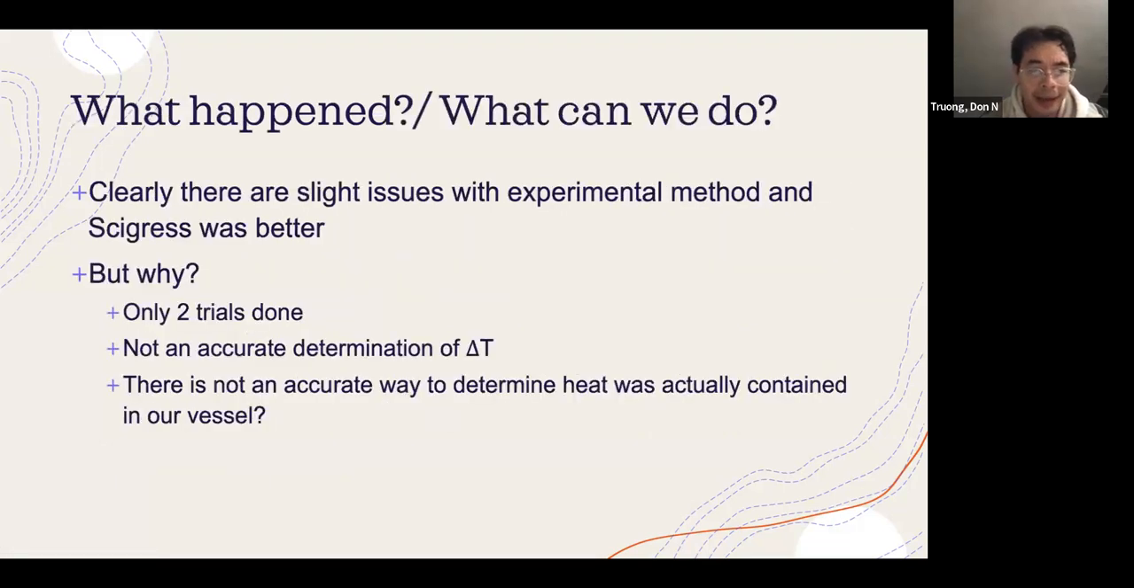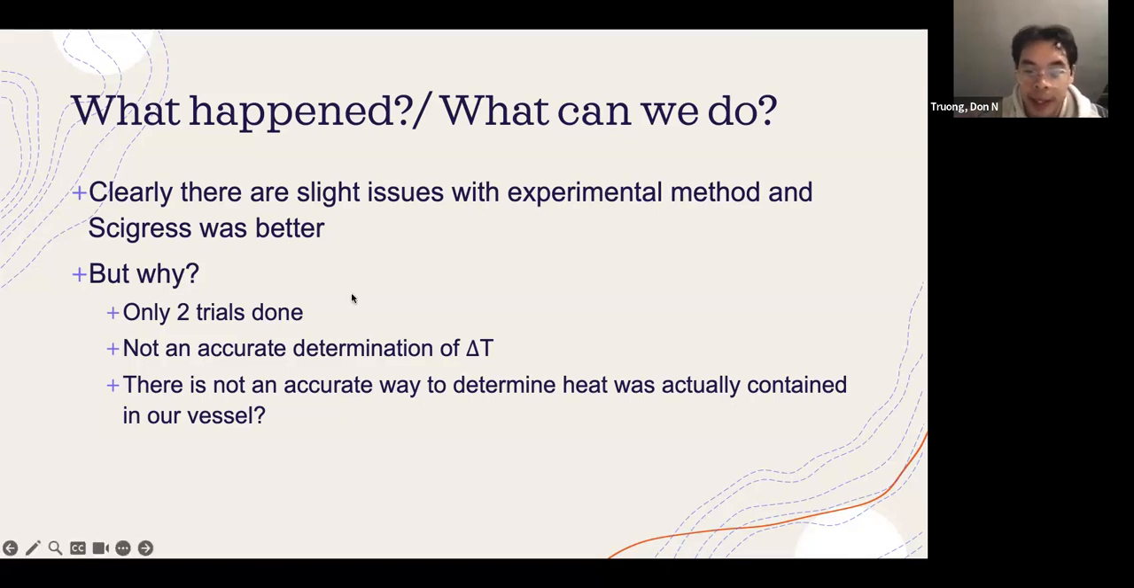And let's talk about that. So what happened and what can we do? Clearly there are slight issues with the experimental method, and Cygress was the better method. But why? We only did 2 trials, so we can try to add more trials into the experiment for CDDT and also cyclohexane, sorry. Time was limited though, but I would say more trials would generate better and more consistent results.